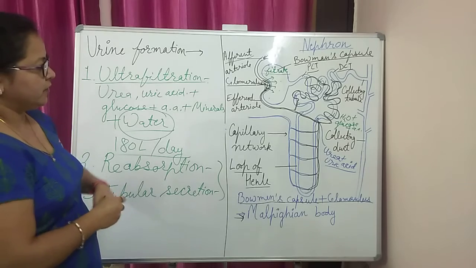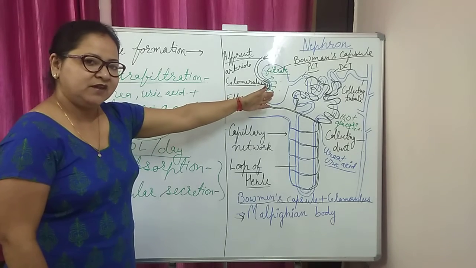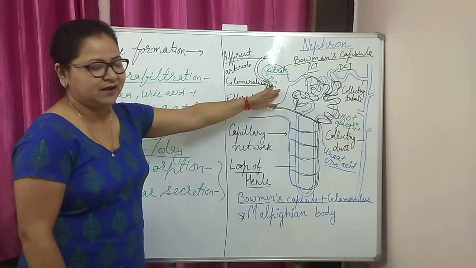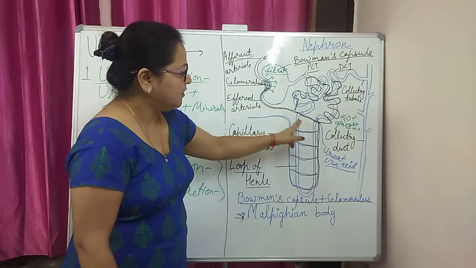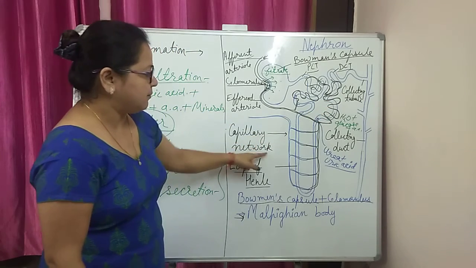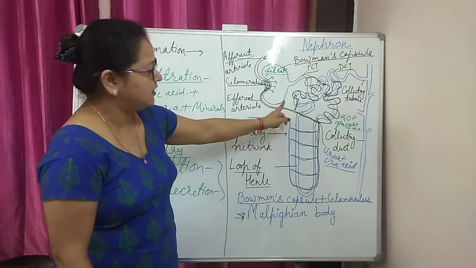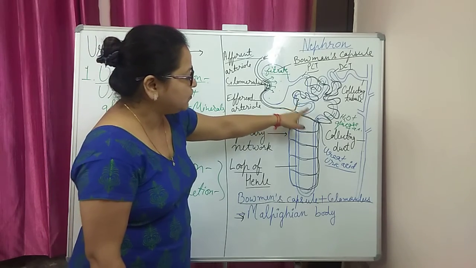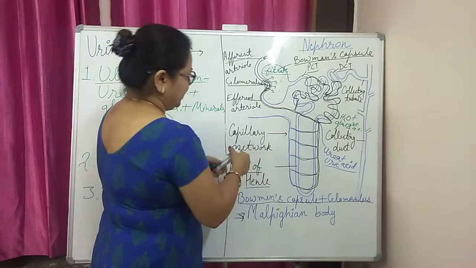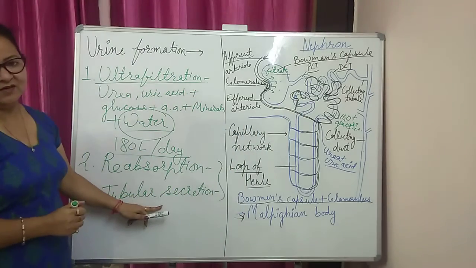So the first step, ultrafiltration. With nitrogenous waste, lots of water and valuable nutrients come into the filtrate that should be reabsorbed in the tubular region of the nephron with the help of the secondary capillary network. At the same time, if the blood has nitrogenous waste, it is directly poured into the tubular region. It is directly poured into the tubules. That process is called tubular secretion.